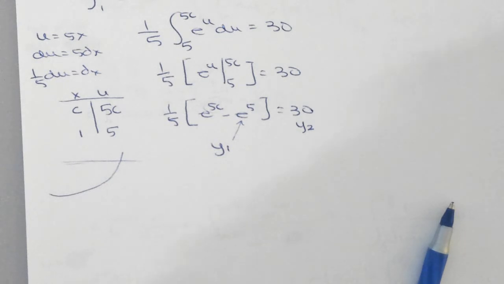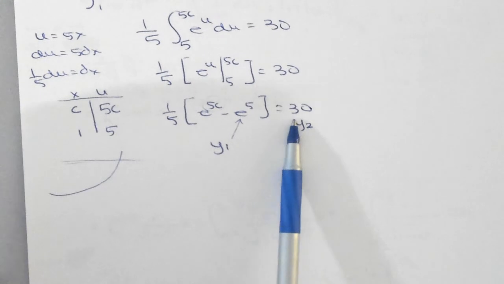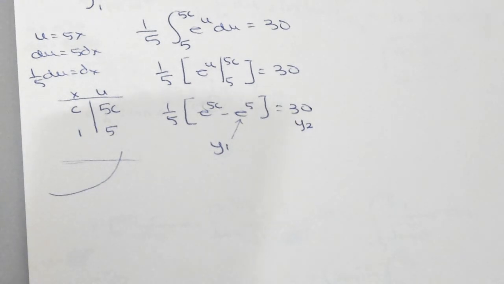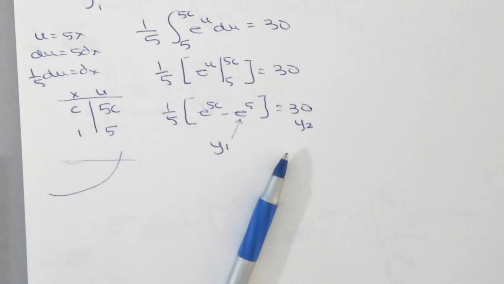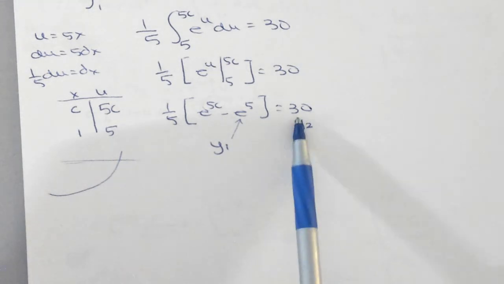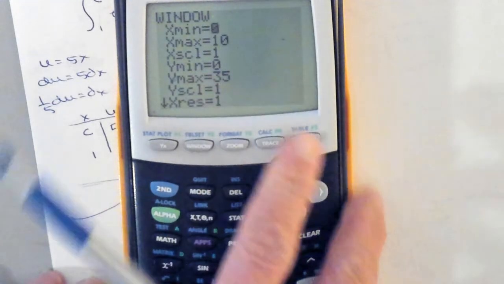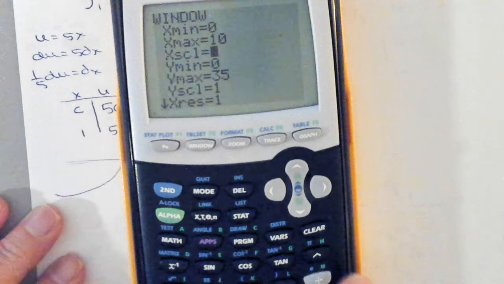So I'm going to go look at my window. This is a y value, right? So we know that exponential graphs are going to shoot up pretty quick. So your x values could be from 0 to 10, 0 to 5 maybe. It just depends. So you might have to play with it. So I made mine 0 to 10. And then I made my y max go up to 35.